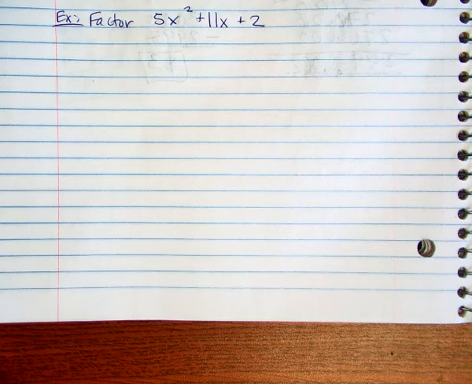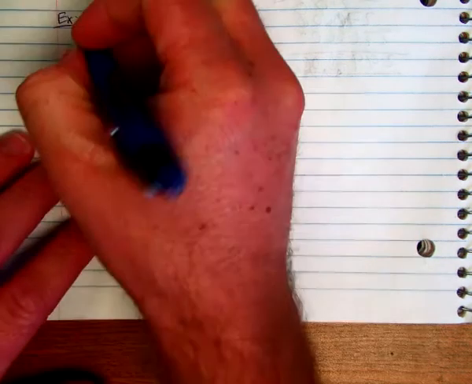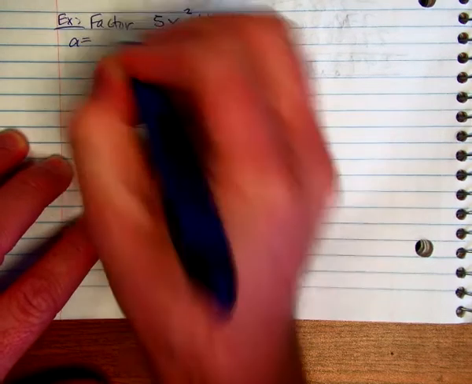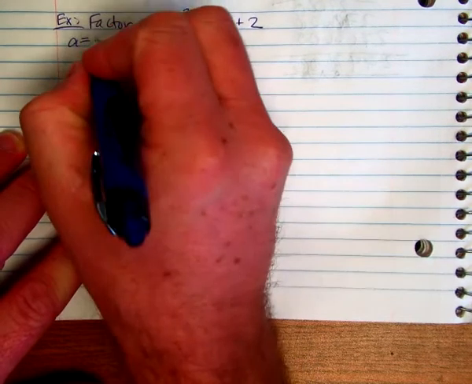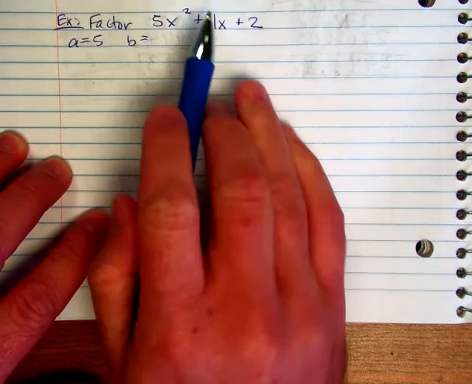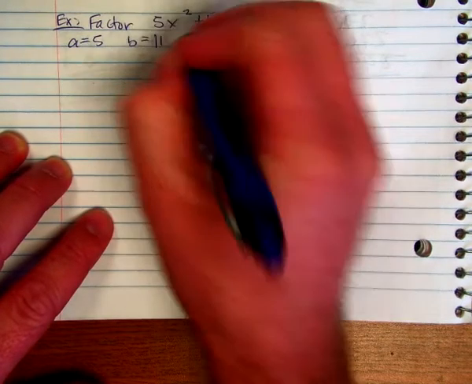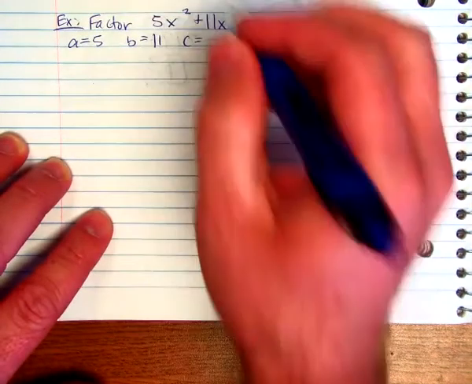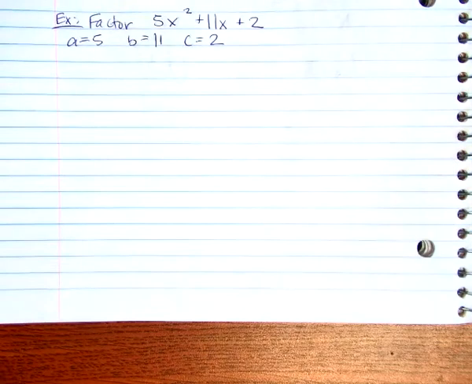In factoring this quadratic, the first thing we want to do is make sure we know what a, b, and c are. So a, the number in front of x squared, is 5. b, the number in front of x to the first, is 11. And c, our constant at the end, is 2. And in this case, they're all positive.